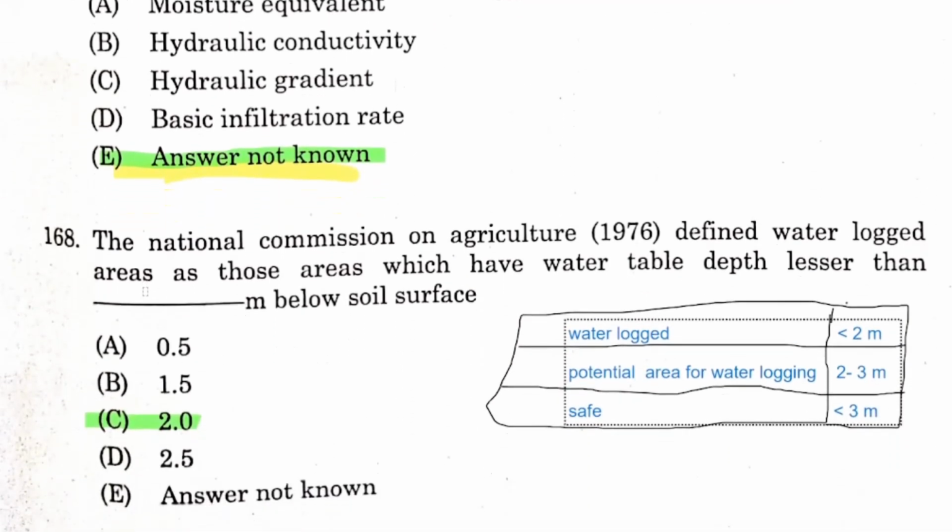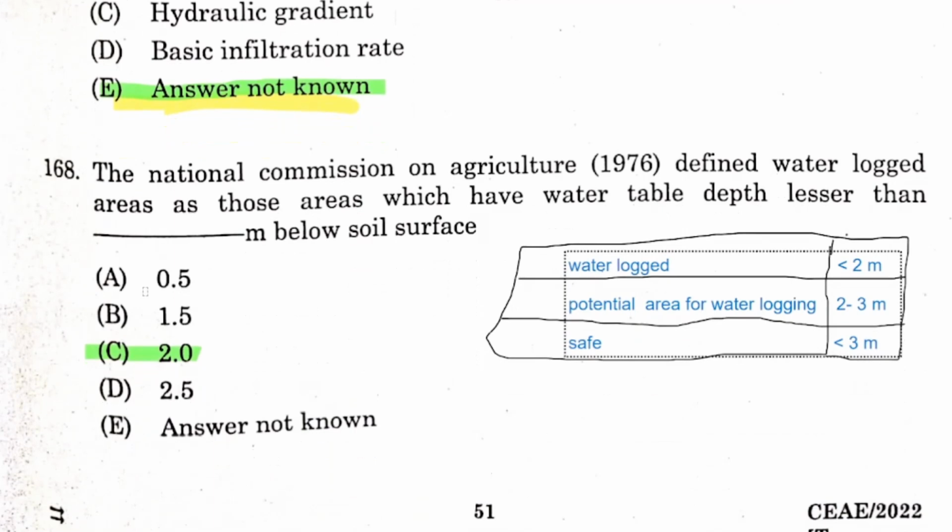Next, the National Commission on Agriculture 1976 defined waterlogged area as those areas which have water table depth lesser than dash meter below soil surface. So, a waterlogged area is one where the water table is less than 2 meter. This is correct and this is important for the upcoming examination.